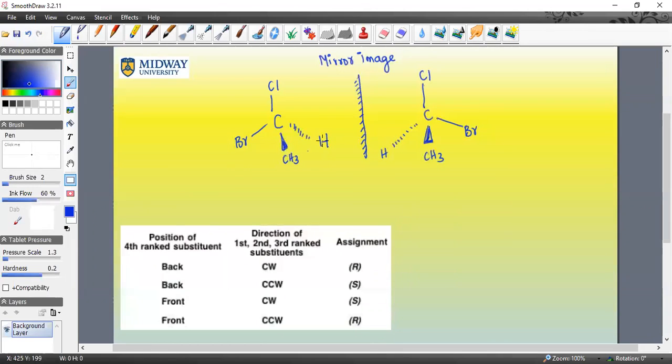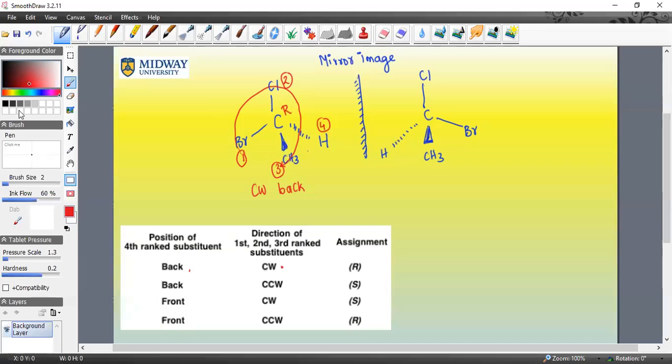All right, so let's go assign priorities for this one. Let's get a different color, perhaps a red would work. So Br is the biggest of them. 1, 2, 3, and 4. So how can we connect 1, 2, 3s? Well, the only way we can connect them is clockwise, right? So this is clockwise, and our hydrogen is in the back. So clockwise and back is R.